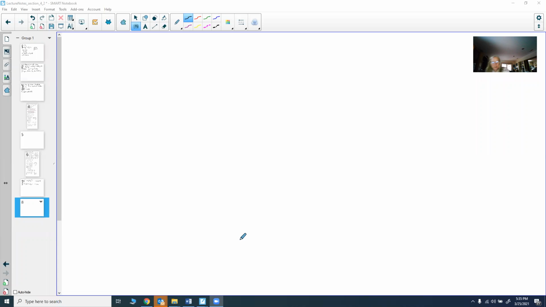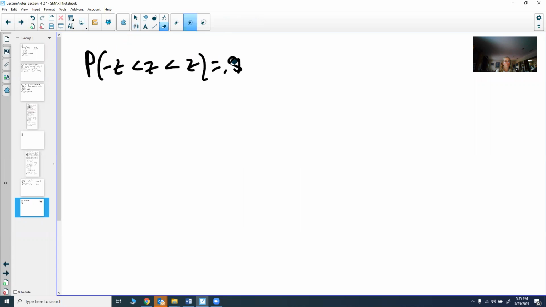So I want to answer the question of how do you find the z value when you know the probability of being between two z values? So in other words, I know the probability of being between, let's say, a negative z and a positive z is equal to 0.95.